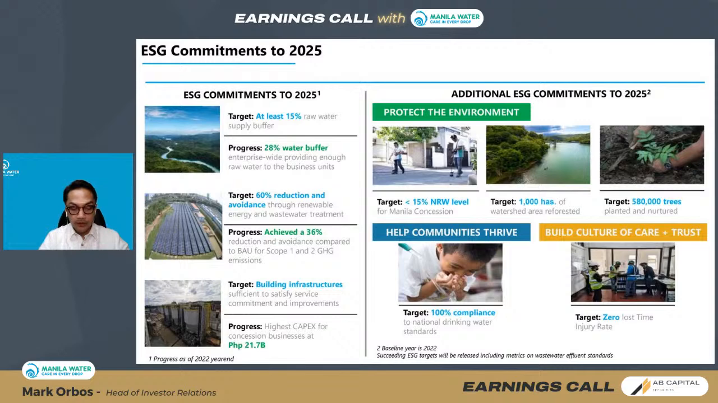On top of these targets, we have set out additional ESG commitments under our 3 key ideals of protecting the environment, helping communities thrive, and building a culture of care and trust. For these, we have set targets for non-revenue water, water reforestation as measured by land area and number of trees, regulatory compliance to drinking water standards, and occupational health and safety.